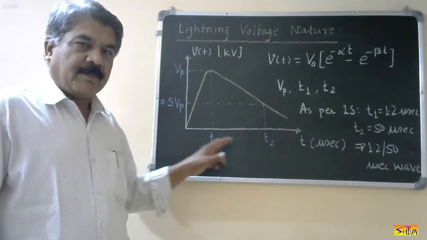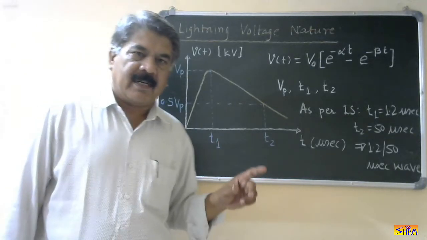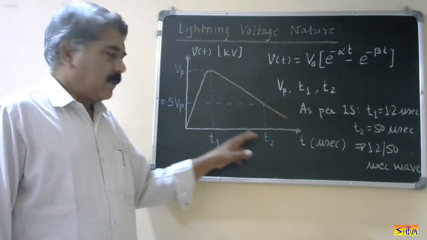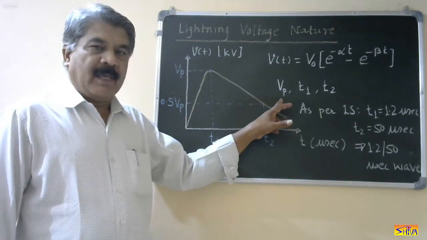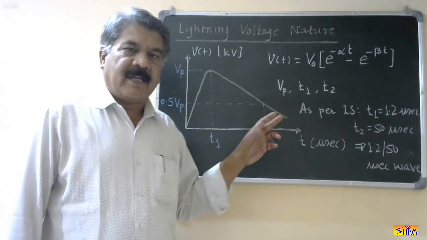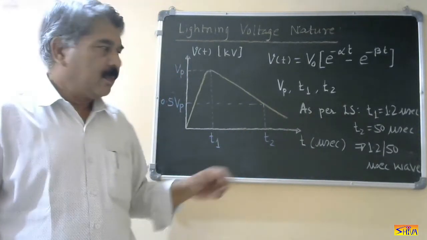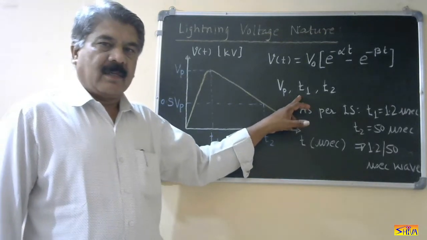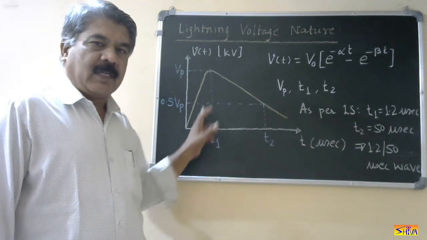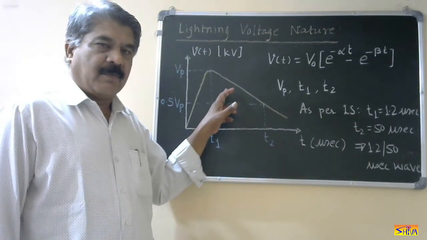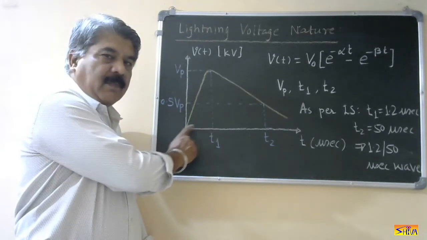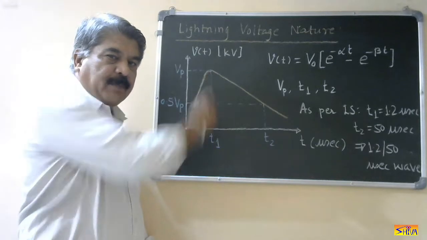Now, this waveform is characterized by three parameters: Vp, T1, and T2. Vp is the peak value of this voltage waveform, that is amplitude of this voltage waveform. T1 is called as rise time or front time. It is the time required by the voltage wave to rise to the peak value. So here if you observe from 0 to T1, it is increasing from 0 to peak value.